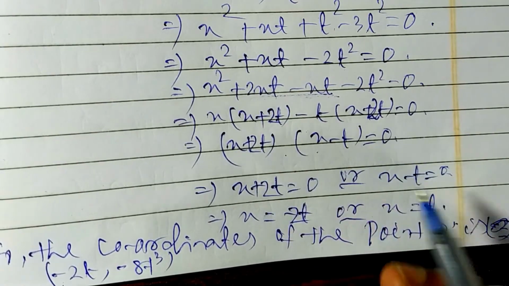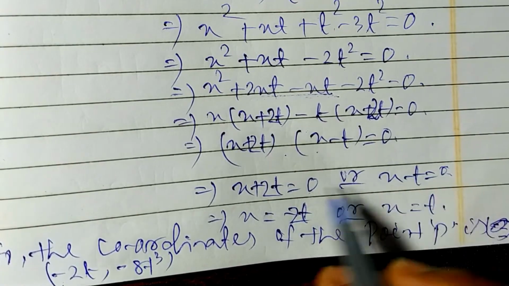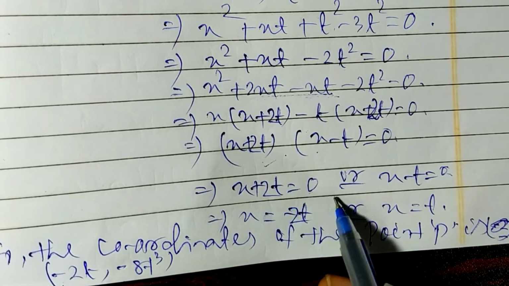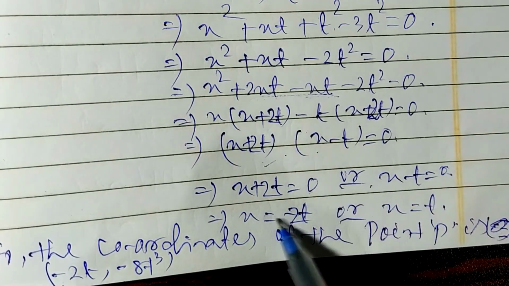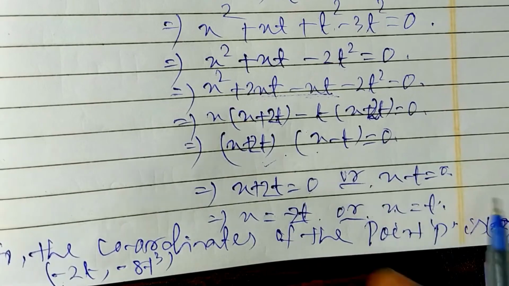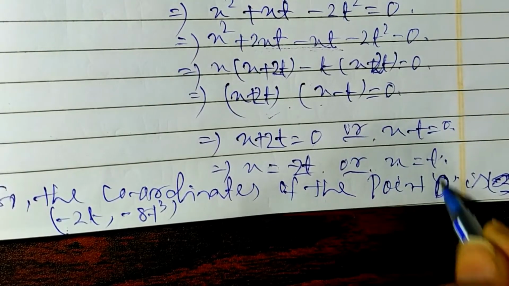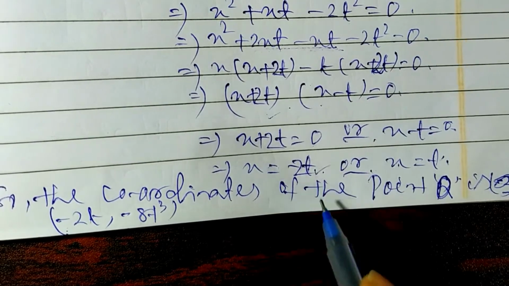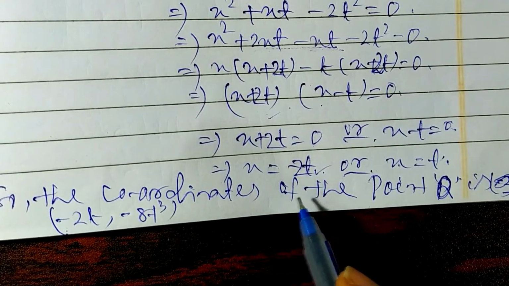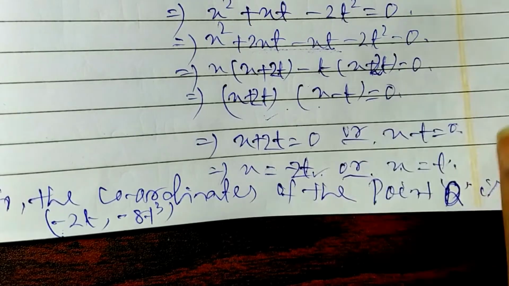Multiplication of two terms is 0, so either the first one is 0 or the second one is 0. That means x plus 2t is equal to 0 or x minus t is equal to 0. So x is equal to minus 2t or x is equal to t. So the coordinates of the point Q: the first one will be minus 2t and the second one will be its cube, that means minus 2t the whole cube is minus 8t cube.